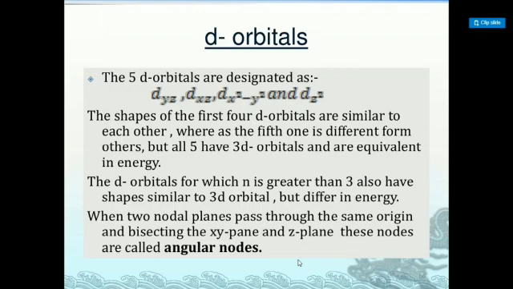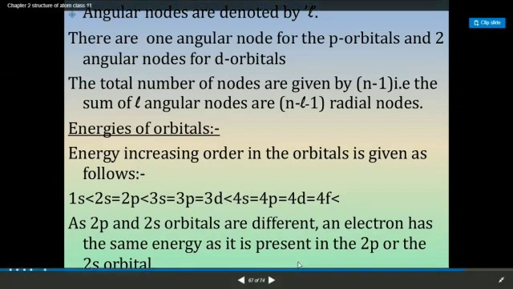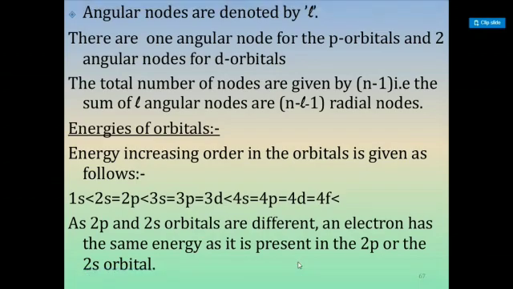When two nodal planes pass through the origin, bisecting the xy plane and z plane, these nodes are called angular nodes. Angular nodes are denoted by l, the azimuthal quantum number. There is one angular node for the p orbitals and two angular nodes for d orbitals. The total number of nodes is given by n-1, that is, the sum of l angular nodes and n minus l minus 1 radial nodes.